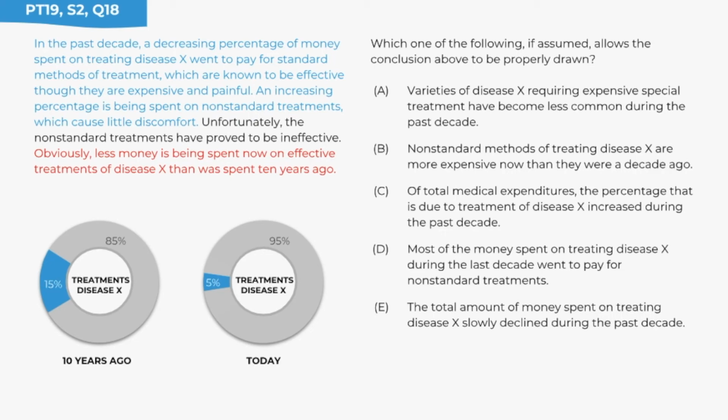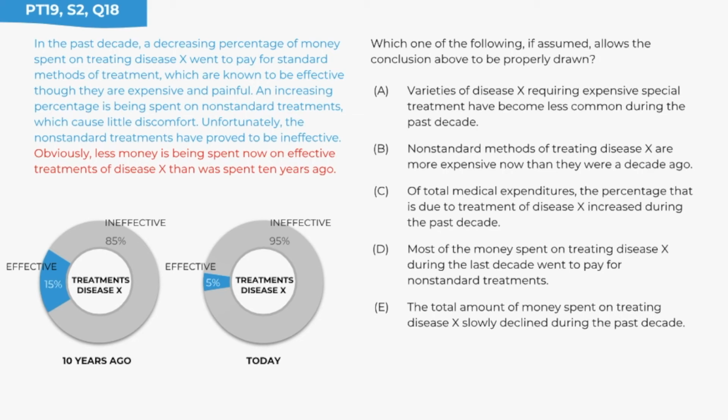Now, those are two different ways of saying the same thing. Essentially, a smaller percentage is going towards the standard treatments, and a larger percentage is going towards non-standard treatments. And then they go on to label the non-standard treatments as being ineffective, while they told us earlier that the standard treatments are known to be effective.